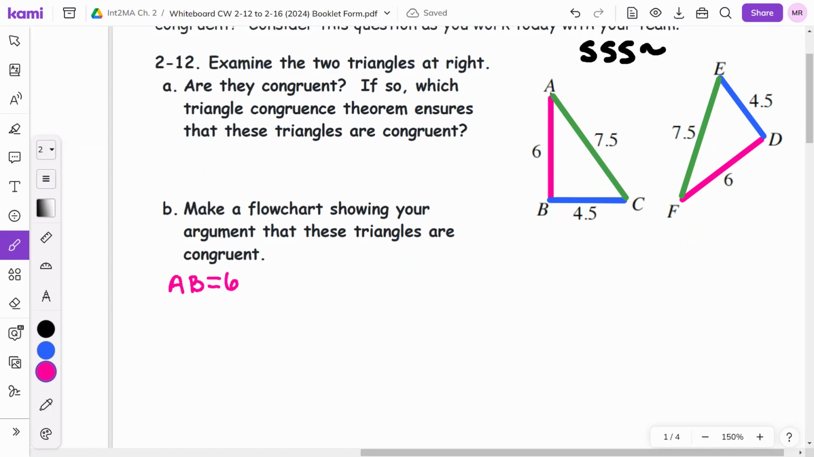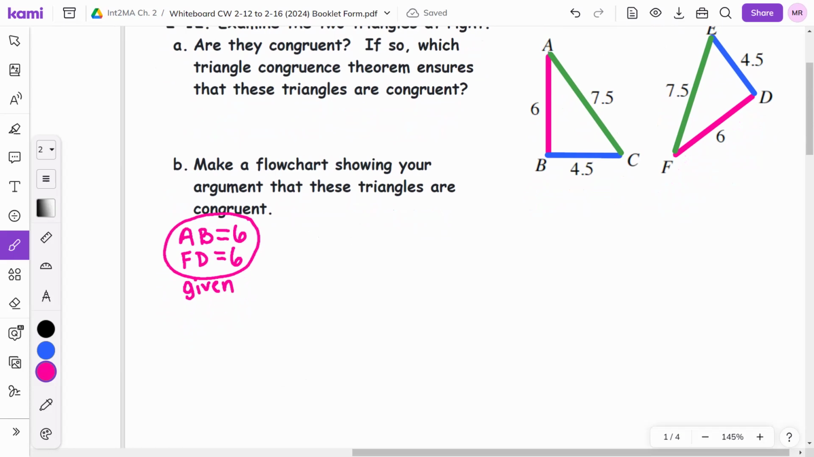So AB is 6. In the other triangle, I'm going to keep the order. So I'm going to say FD also has a measure of 6. I'm going to put a circle around it. This is called a statement. Now, inside is the statement, outside is a reason, and the reason is given. That's our reason.